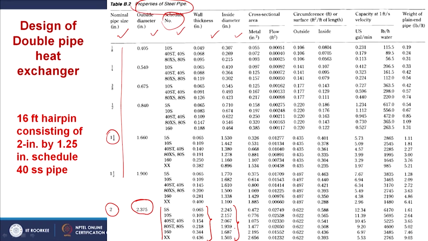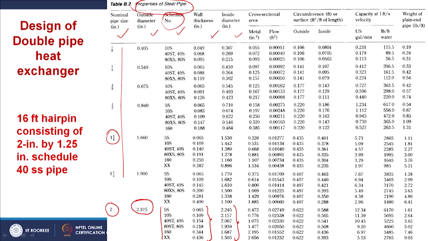So, what is schedule number? Schedule number decides the thickness of a pipe. For a given OD, we can have different schedule numbers, and according to the schedule number, we can have different thickness of the wall of the pipe and different inner diameter of the pipe, though the outer diameter will remain the same, as you can see from this table. So, what inner diameter can you consider? Here schedule number is given as 40S.